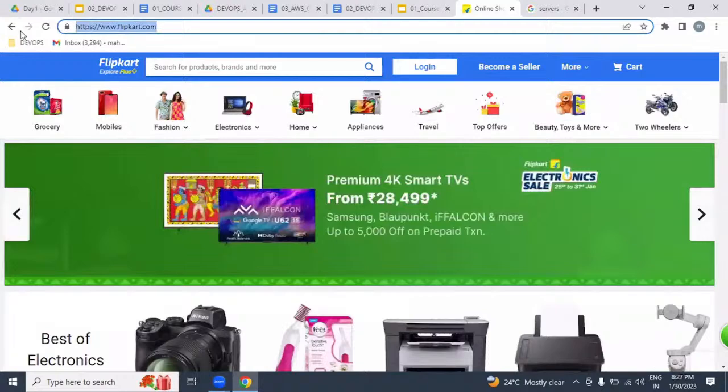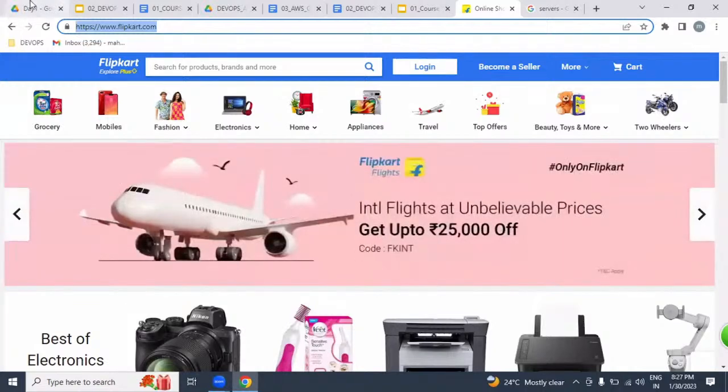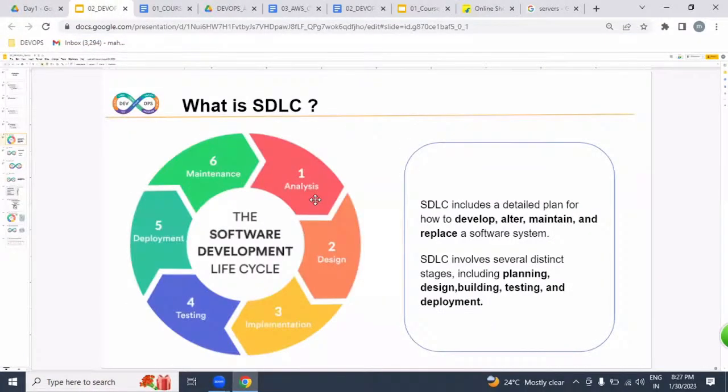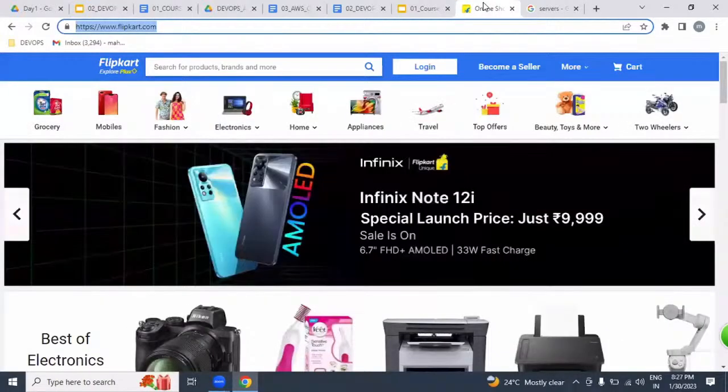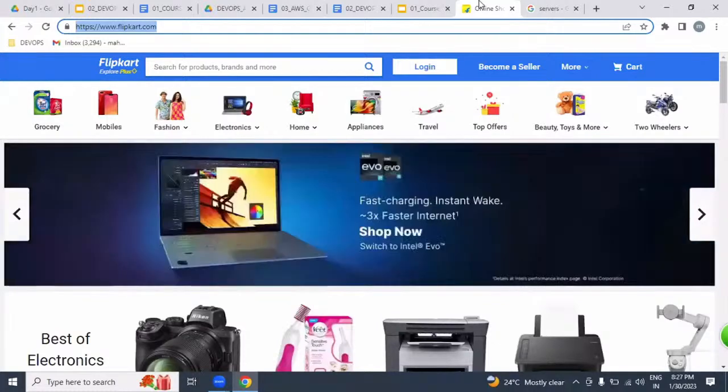But in how many ways can we get it, guys? In how many ways can we get servers? One is physically, another virtually, and cloud. But what is cloud computing, please? What is it?